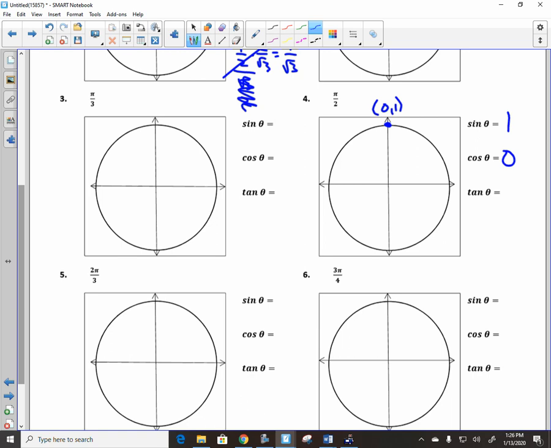I do y divided by x. Can you divide something by 0? When we have 0 on the bottom, we say undefined. If 0 is in the numerator, it's 0. If 0 is in the denominator, it's undefined. Okay.